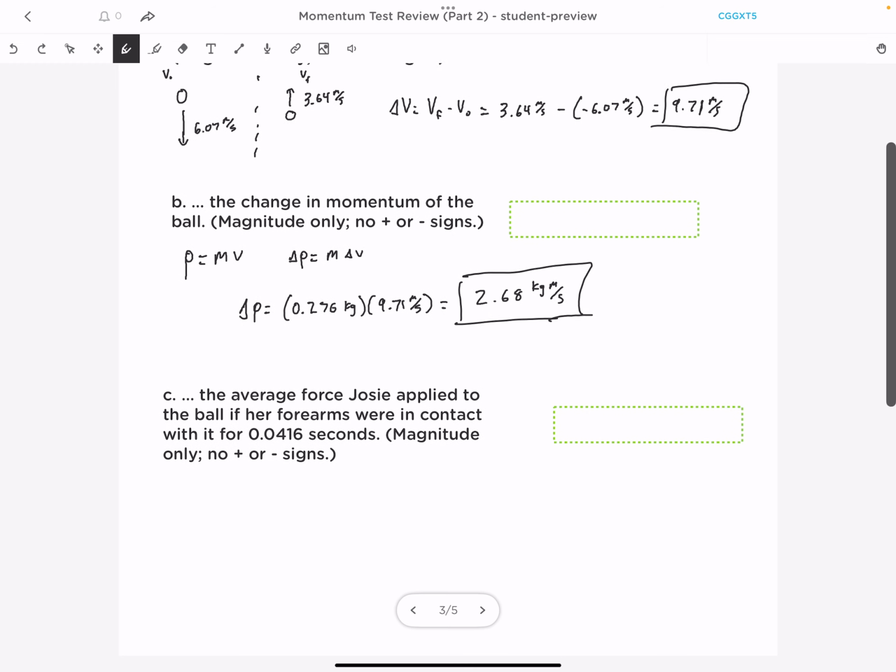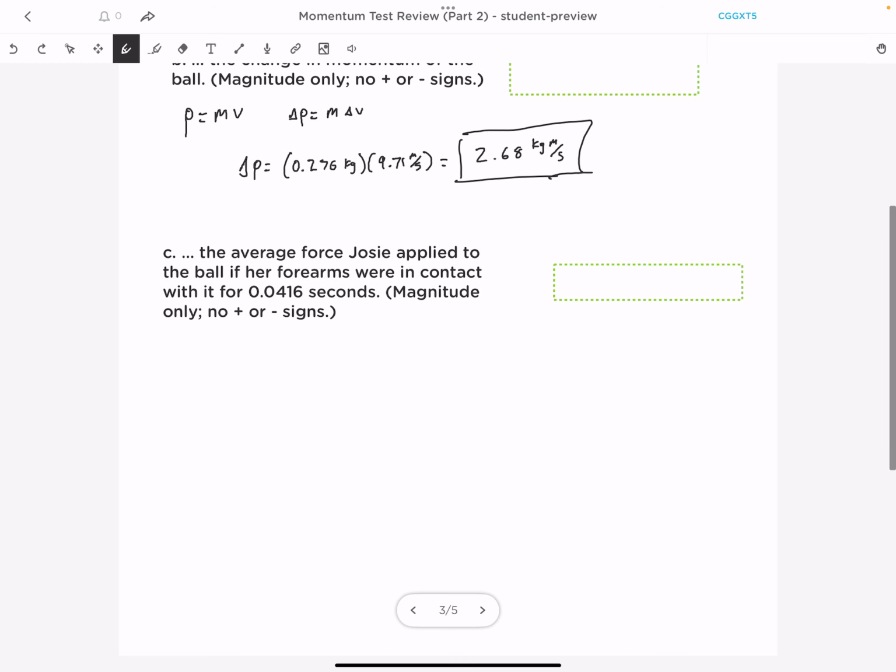So here, what we need to do is use the impulse momentum theorem, right? The impulse momentum theorem states that the impulse has to equal the change in momentum. Okay, and the impulse is defined as the force times the impact time, right? So her forearms were in contact with the ball for 0.0416 seconds, and we're trying to calculate what that average force was. So here I have the force times the impact time. That has to equal the change in momentum.